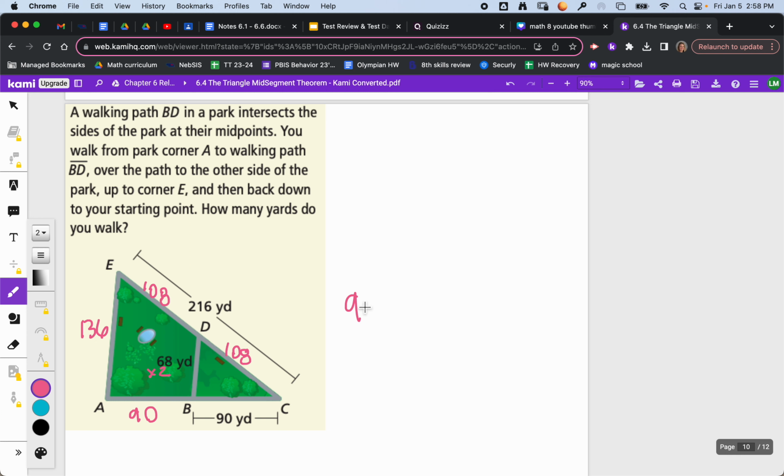So I'm going to do my A to B, which was 90, plus my 68, which was B to D, plus the 108, which would be D to E, and then plus the 136 back to EA, and I'm going to end up with 402 yards walked.